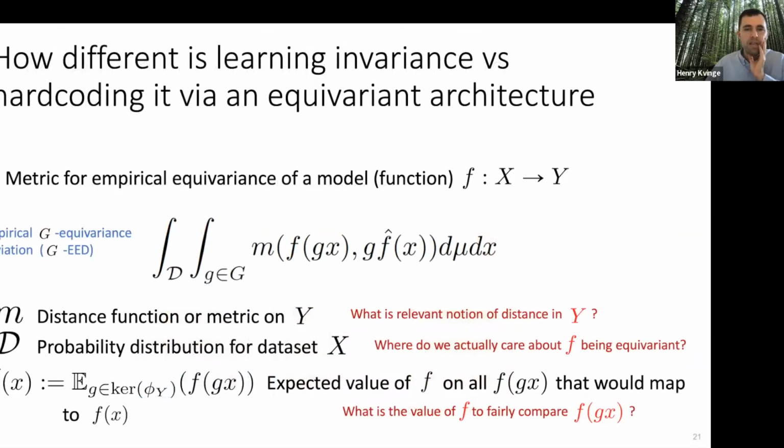So first, let me say a little bit about this metric. I won't say too much. This metric turns out to be kind of what you would expect it to be. We're basically looking at how much a function fails to satisfy the standard equivariance equation. There's a few subtleties here. Probably won't get into most of them. What I would highlight is that this metric really depends on what your notion of distance is in the output space.